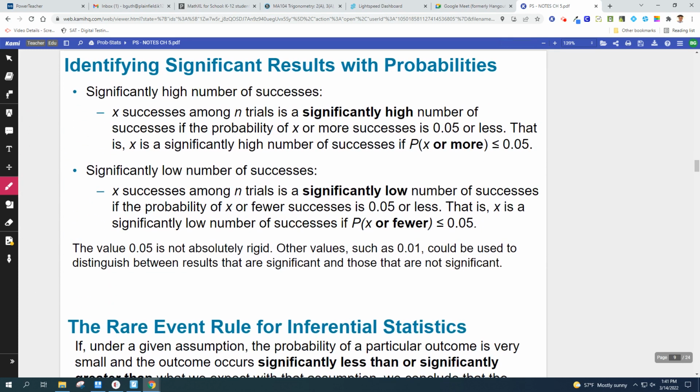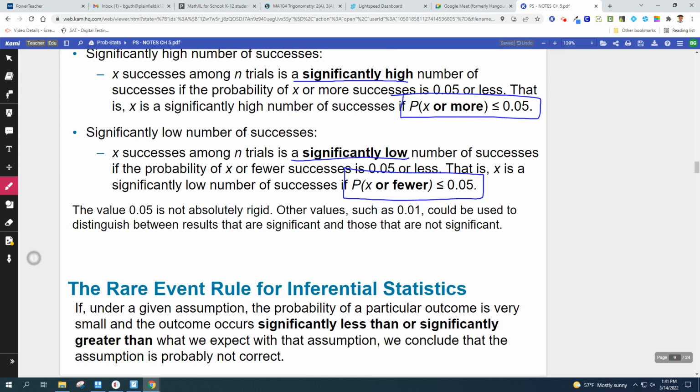So then they kind of give us a different way of identifying significantly high and significantly low. It says X successes is significantly high if the probability of that number or more is less than or equal to 0.05, and we are significantly low if the probability of that or fewer is less than or equal to 0.05. So we don't really have an example of that. We'll probably come back and hit that again later.